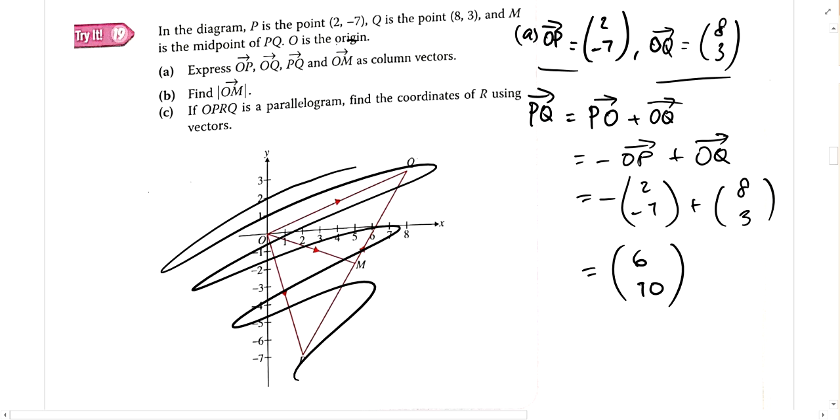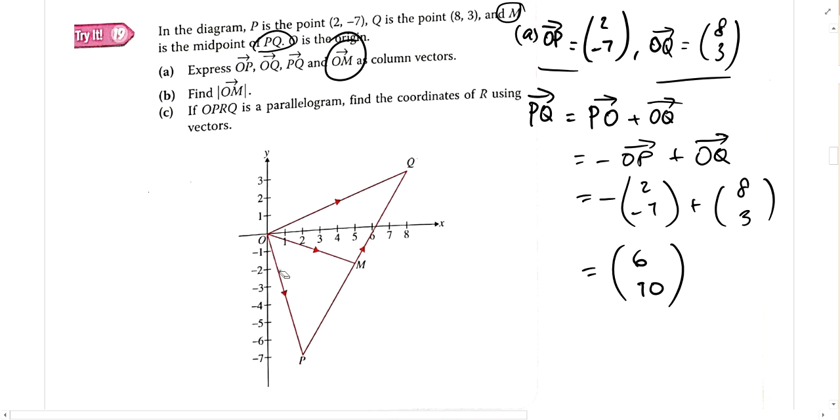Then now we require OM. What information did they give about point M? M is the midpoint of PQ. Okay, this is where the diagram can help us. Since M is the midpoint of PQ, then I'm able to put dashes like this to indicate that they are of the same length. Then I want the vector OM.